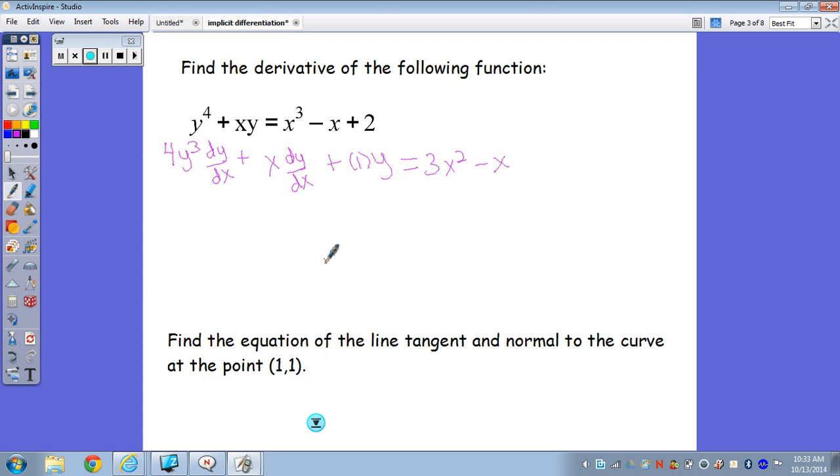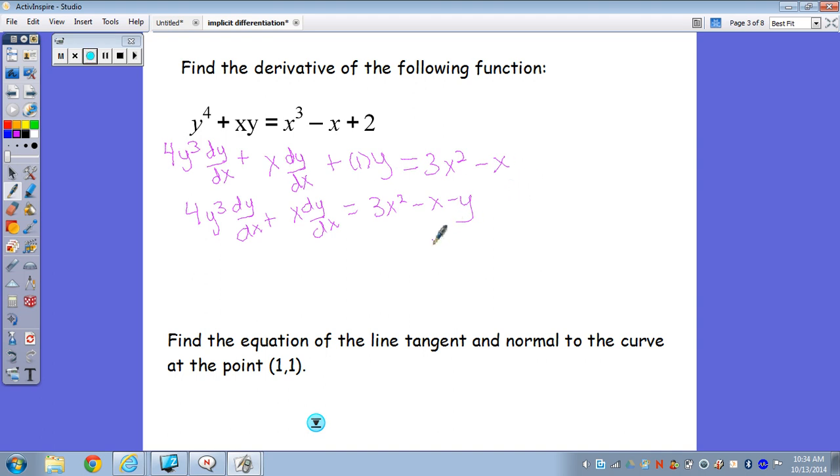So then our step 2 again is to get all the dy/dx's on the same side. So I have dy/dx in my first term, second term, my third term doesn't, so I need to move it to the other side. So I get 4y cubed dy/dx plus x dy/dx. And then I'm going to subtract y from both sides. So I get 3x squared minus x minus y. So I just move this y to the other side.